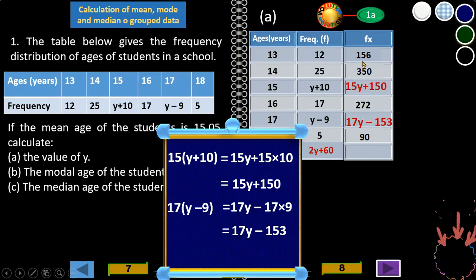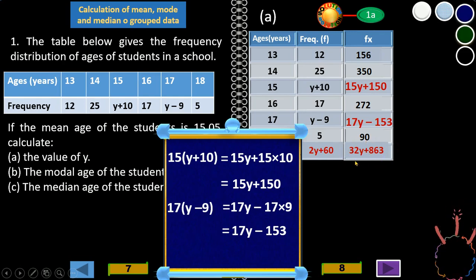Now we're going to add this column, the product of the frequency and the numbers in this column. So we're going to add 156 plus 350 plus 150 plus 272 plus 90, then minus 153 will give me this. Adding this and this will give me 32y, and then all this added together will give us plus 863.